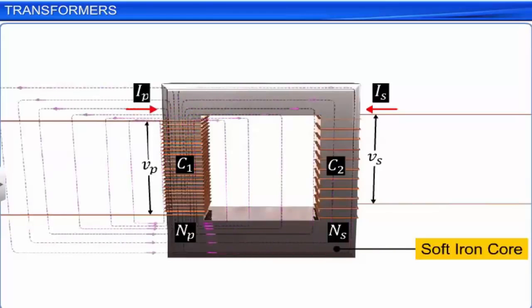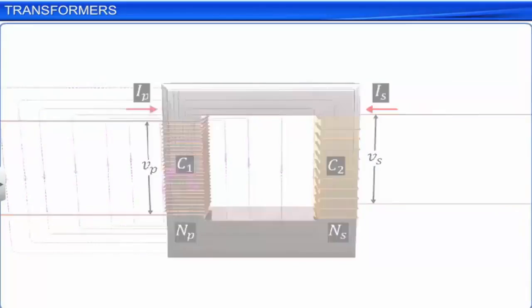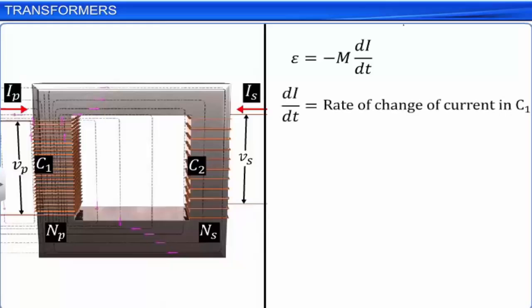If the time-varying magnetic flux produced by coil C1 passes through the other coil C2, an EMF E is induced in coil C2. The EMF induced in the coil C2 is equal to minus M dI by dt, where dI by dt is the rate of change of current in the coil C1 and M is the mutual inductance of the coils. The negative sign here indicates the direction in accordance with Lenz's law.